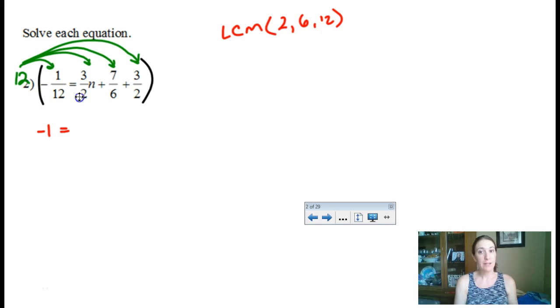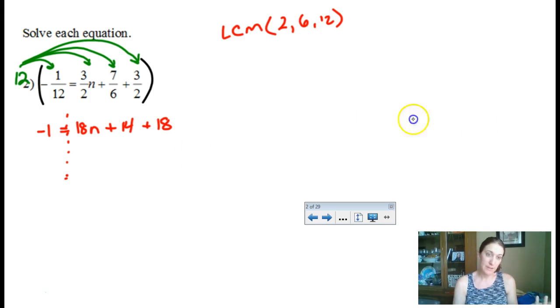12 divided by 2 is 6. 6 times 3 is 18n. 12 divided by 6 is 2. 2 times 7 is 14. And then 12 divided by 2 is 6. 6 times 3 is 18. So you do have to do a couple of operations at the same time in your head, but all right.